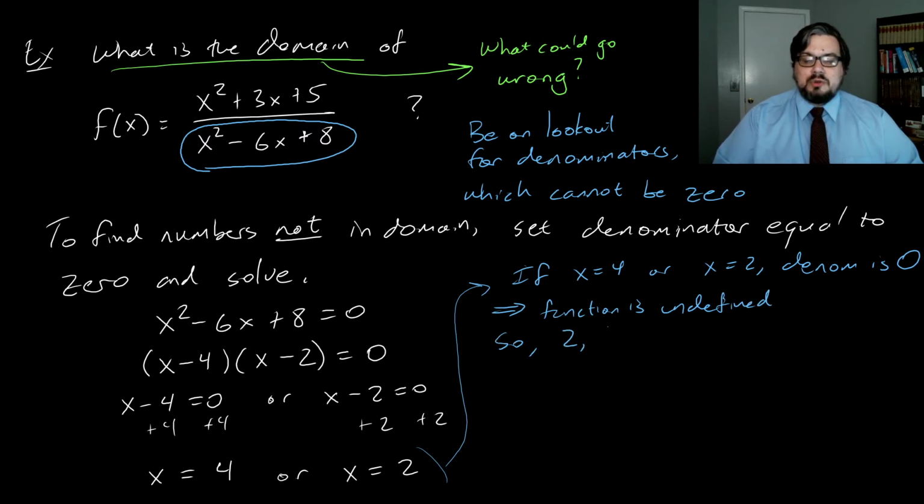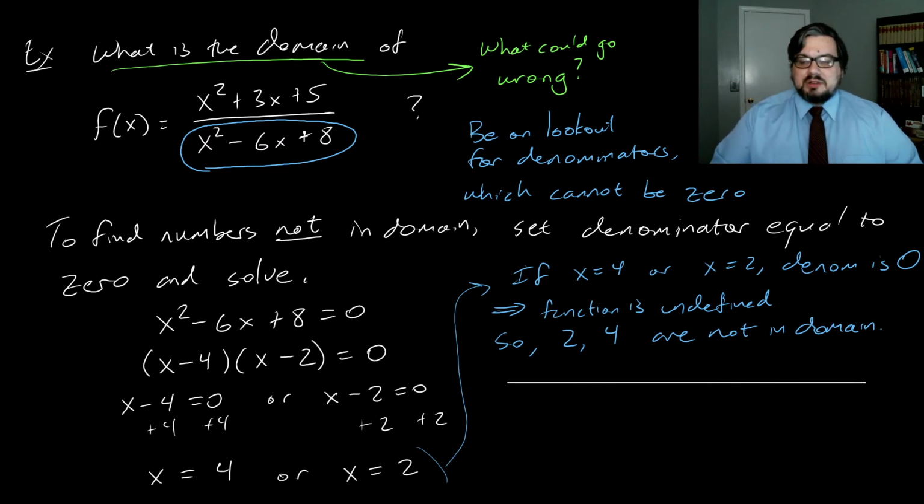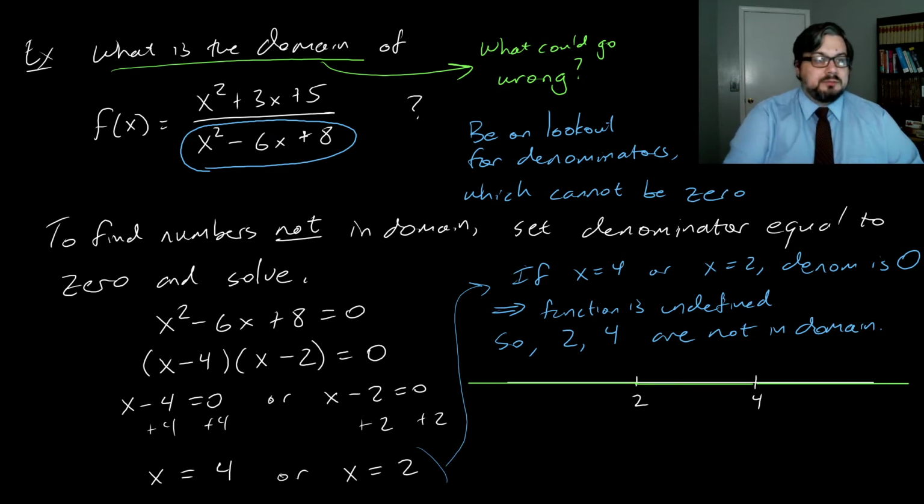So that means that 2 and 4 are not in the domain. To express our answer in interval notation, again, it's helpful to sketch out a number line of the situation. We have 2 and we have 4, and we want to include all numbers other than 2 and 4. So we include all numbers to the left of 2, all numbers to the right of 4, and all numbers in between 2 and 4. And we just want to eliminate the number 2 and the number 4 from our list.